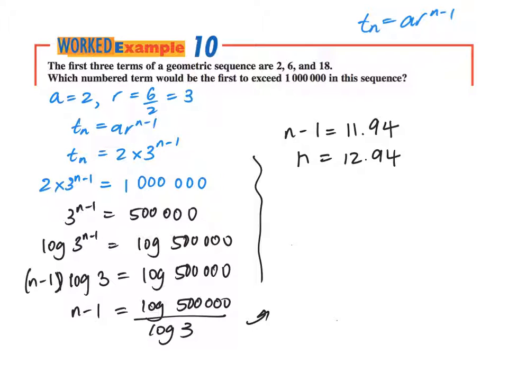Now, we know that we want a whole number term, so you might think, do we round up or down in this situation? If we rounded down and said the 12th term, we would get a result that is less than 1 million. And the question actually asked us to find the first numbered term to exceed 1 million. So in this case, we would have to say that the 13th term would be the term that we require here.